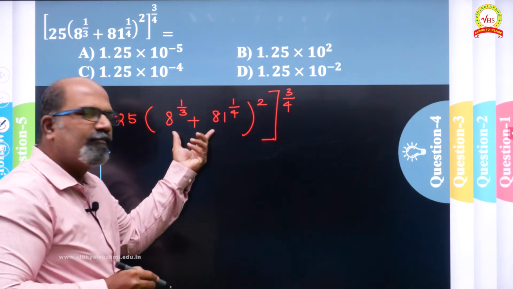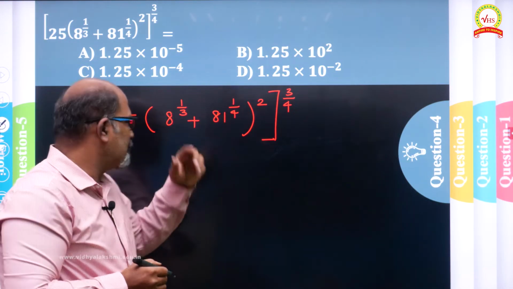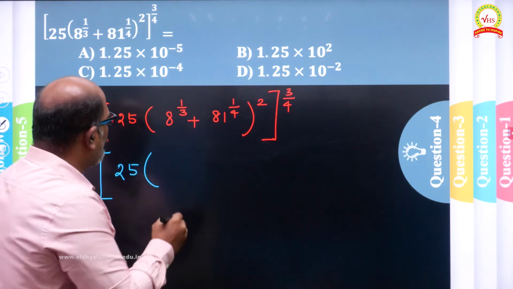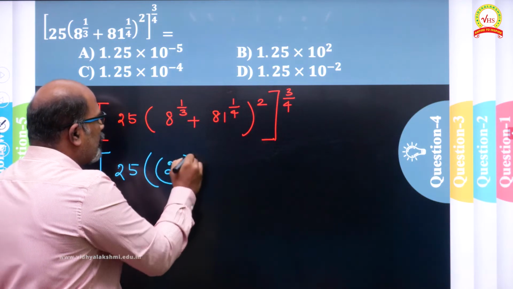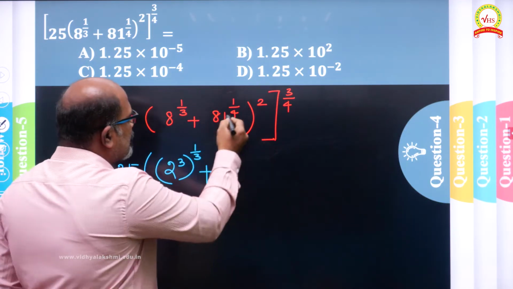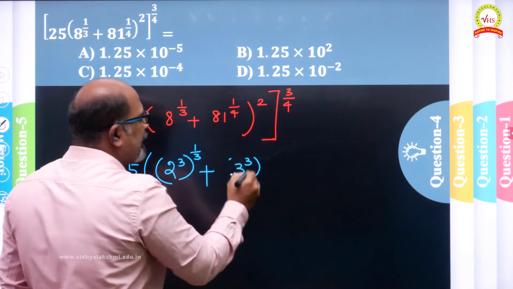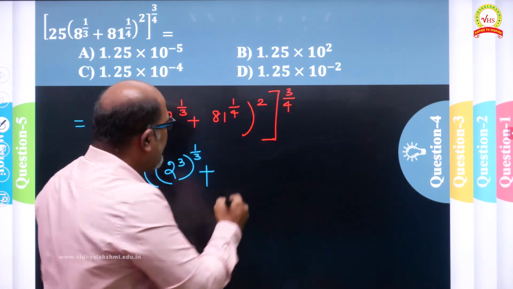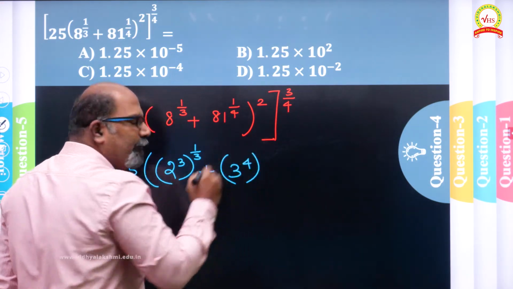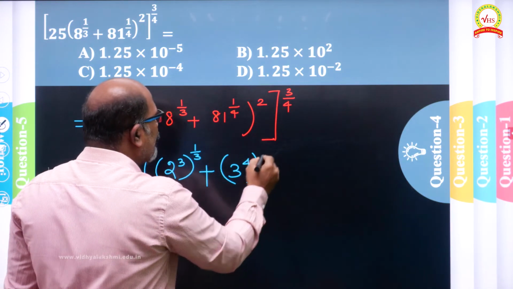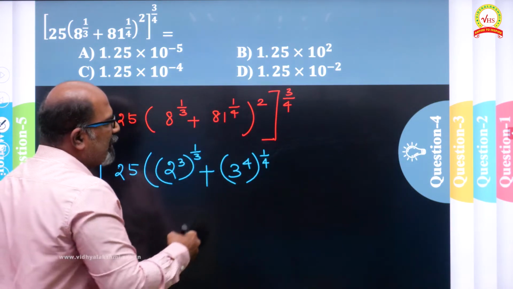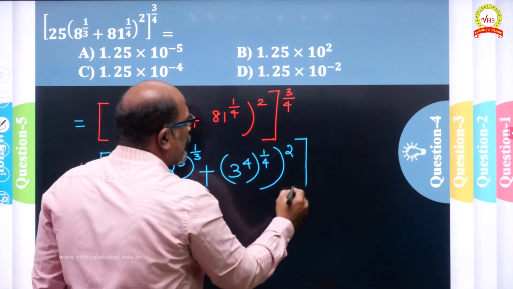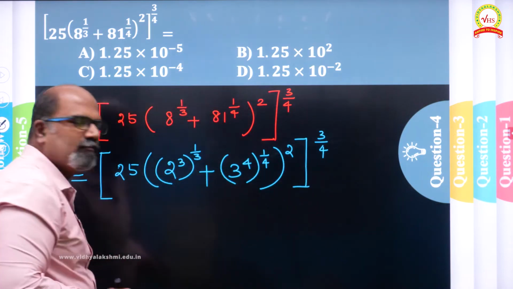I want to start from here, because I want to evaluate the expression in the innermost bracket. This 25 I keep safe, this 8 I am going to write like 2 cube, the whole raised to 1 by 3, plus this 81 I am going to write like 3 power 4, because 3 power 4 is 81. When you multiply 3 four times, you will be getting 81. The power 1 by 4 we are having already, and this whole thing is raised to power 2, and the whole power 3 by 4 we are having.